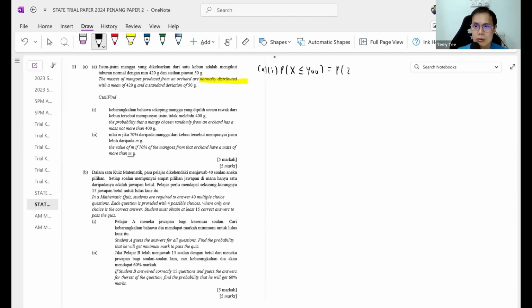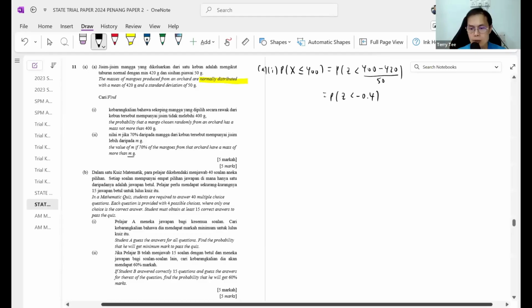So here, number one, you're going to standardize, change from x to z. Remember, you cannot calculate the probability directly, you have to convert it to a standard normal distribution by taking your x value minus your mean, 420, divided by standard deviation 50. So this is negative 20 over 50, or negative 0.4. It is negative. Okay, now to calculate the z value, right?